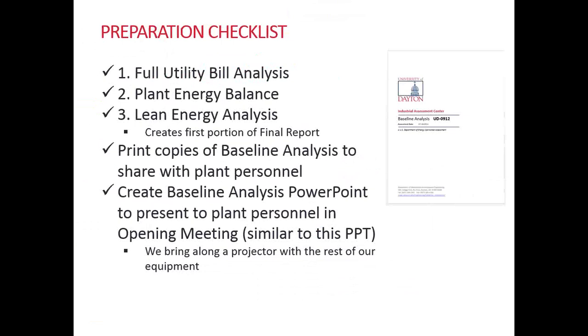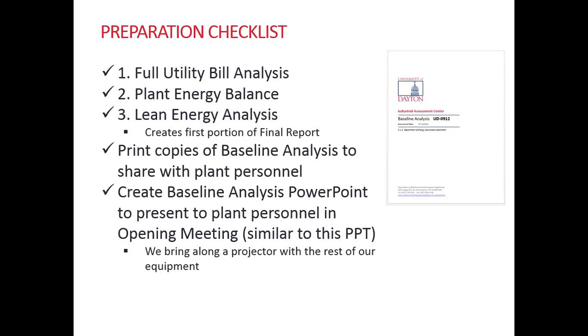This slide is going to serve as a preparation checklist and also kind of an agenda for how the rest of this slideshow is going to look. There are 3 main parts to our baseline analysis report. The first is a full utility bill analysis. The second is a plant energy balance, which has to do with the equipment list, and I'll definitely show you that later. And the third, and I think most important, is called our lean energy analysis. It's a statistical analysis that gives us a lot of information that we can use when we're there, and a lot of good questions to ask when we get there.